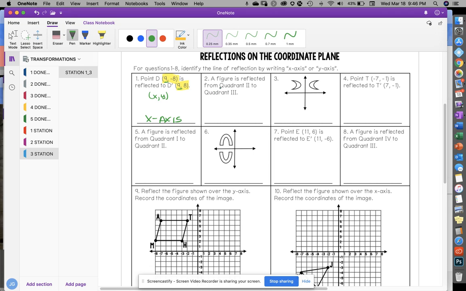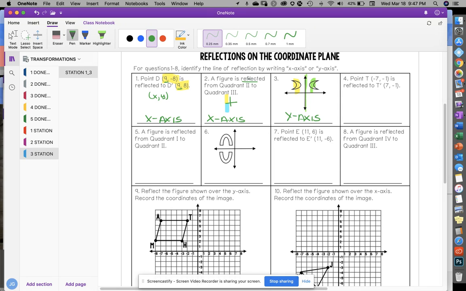Number 2, the figure was reflected from quadrant 2 to quadrant 3. All right, so if it went from quadrant 2, which is up here, to quadrant 3, which is down here, what line did it jump over? It jumped over the x-axis. Okay, so we're looking at this one here. We are going from this image, let's say, to this image. What line is it crossing over? It's crossing over this middle line there, and that is your y-axis.